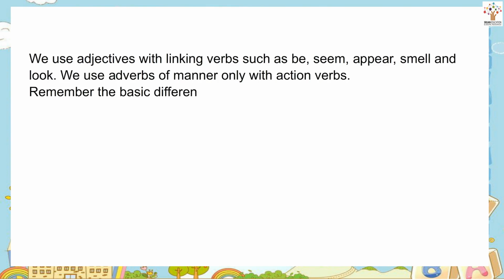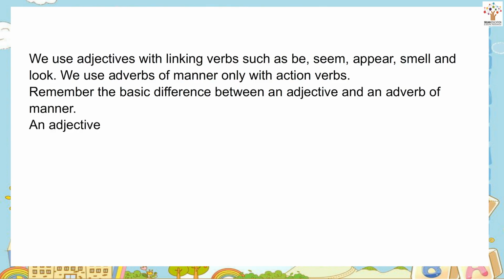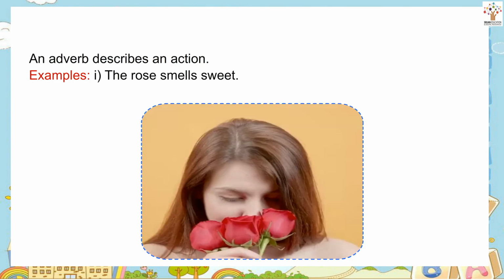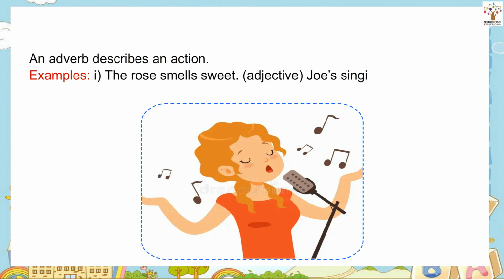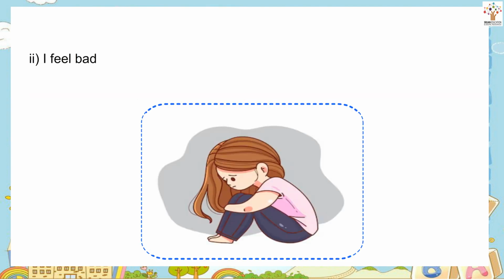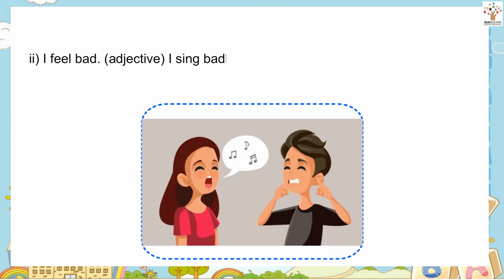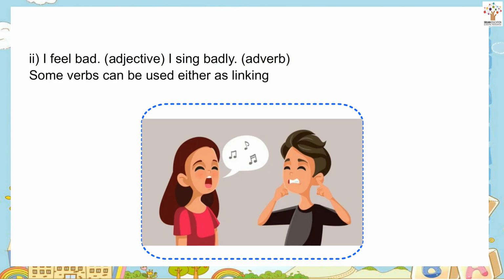Remember the basic difference between an adjective and an adverb of manner. An adjective describes a noun or pronoun. An adverb describes an action. Examples: The rose smells sweet. Adjective. Joey's singing sounds sweet. Adjective. Joe sings sweetly. Adverb. I feel bad. Adjective. I sing badly. Adverb.